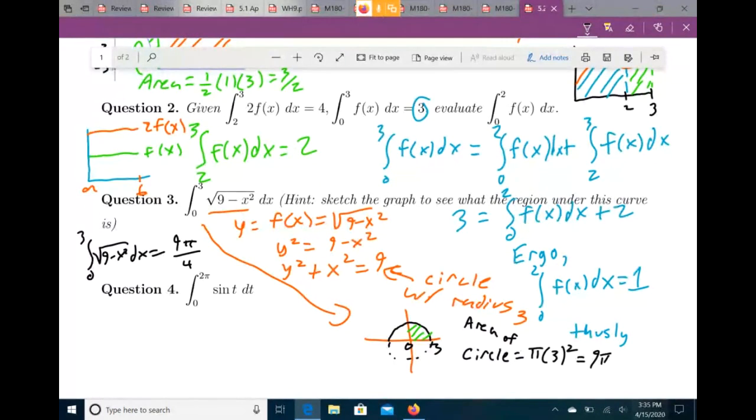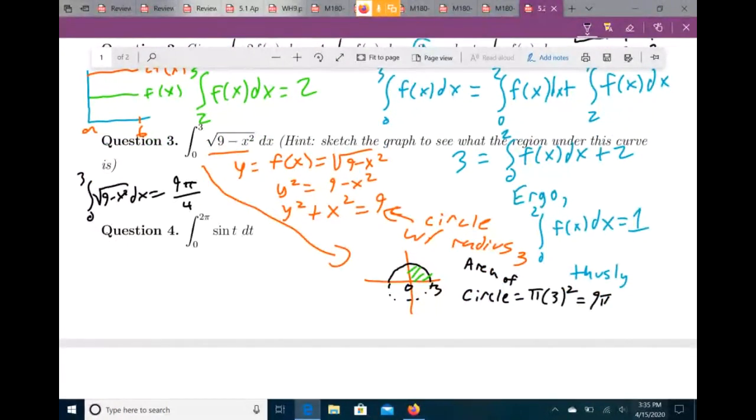All right, so let's look at question four now. This is the area under the sine curve from 0 to 2 pi. What is sine of 0? If I plug 0 into sine, what do I get? Just 0. Good. Sine is this wave function that goes back and forth between 1 and negative 1, and it has period 2 pi. So it reaches 1 at pi over 2, comes back down to 0 at pi, reaches negative 1 at 3 pi over 2, and comes back up to 0 at 2 pi.